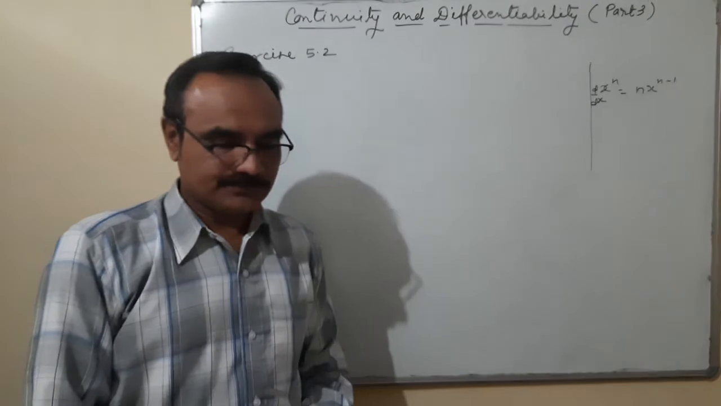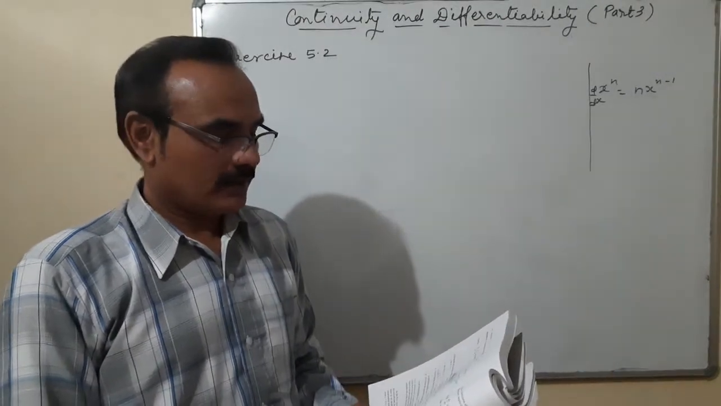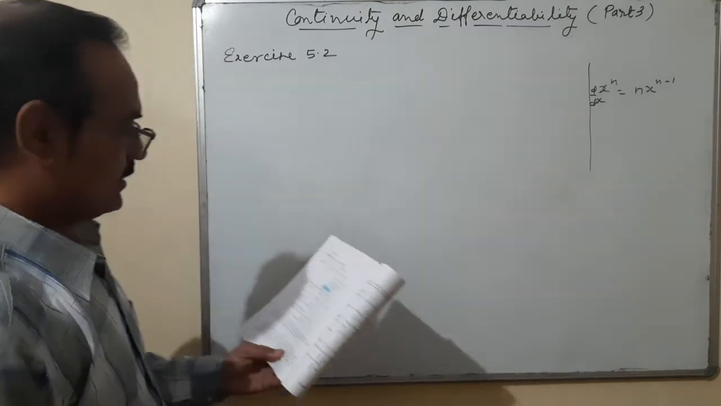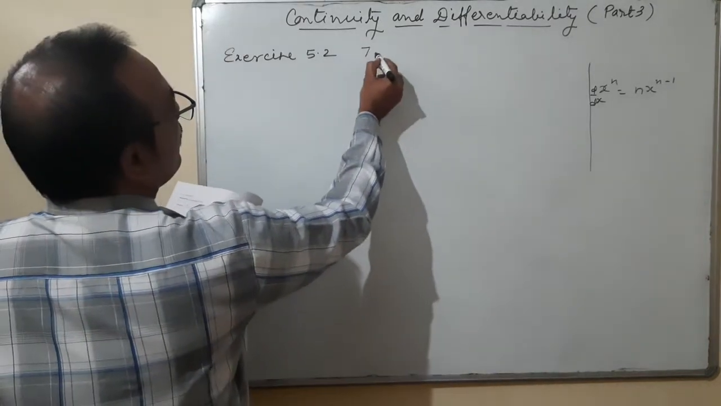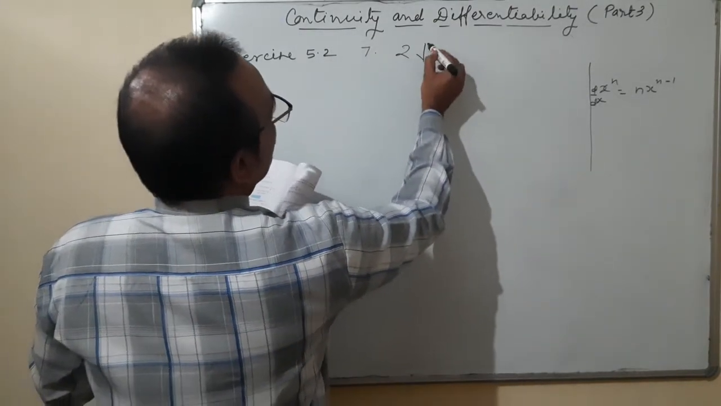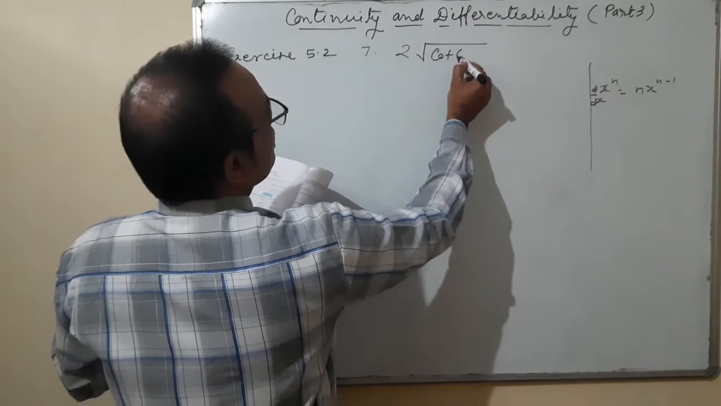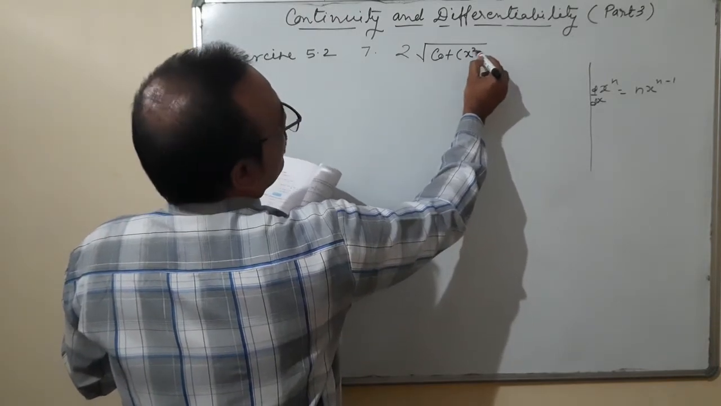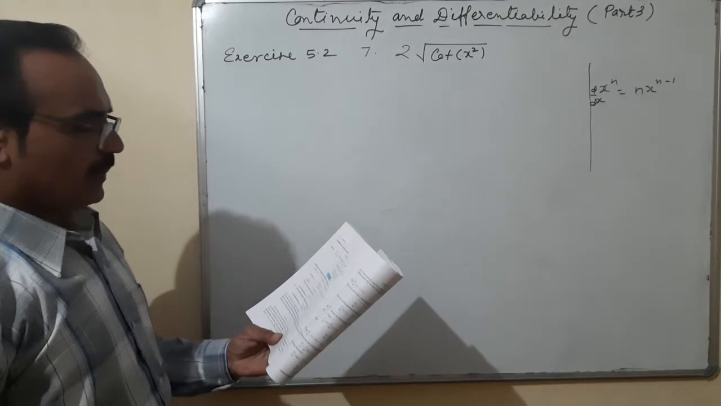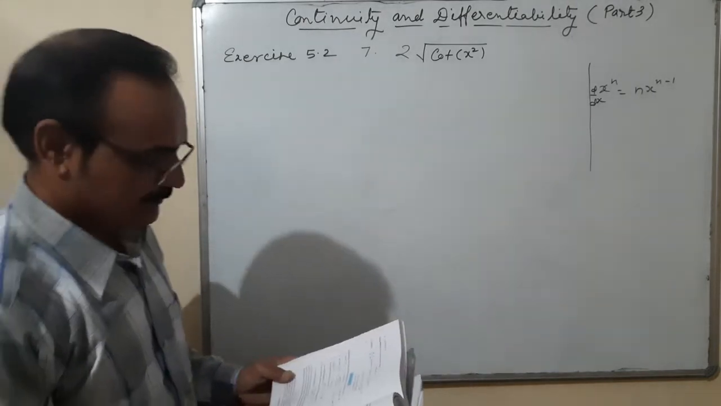After this question, I'll take one question, that is the seventh question. Differentiate with respect to x: 2 under root cot x square. Cot x square. Okay. 2 under root cot x square.